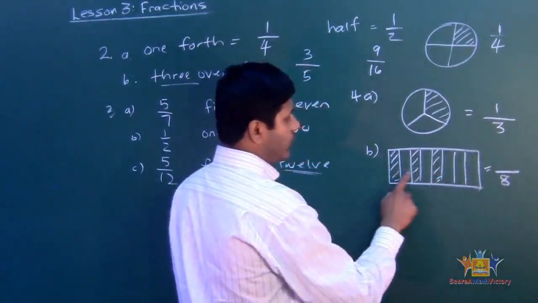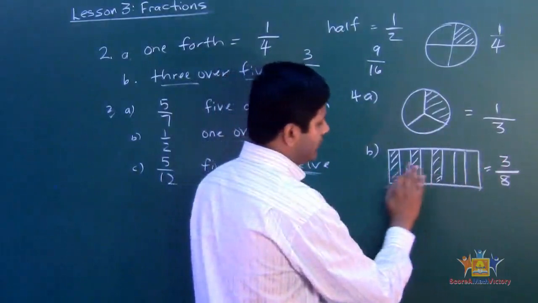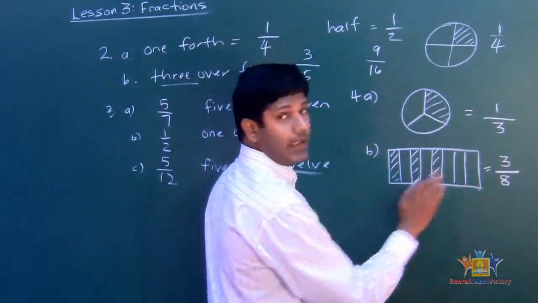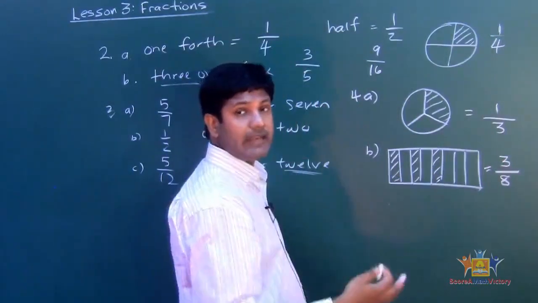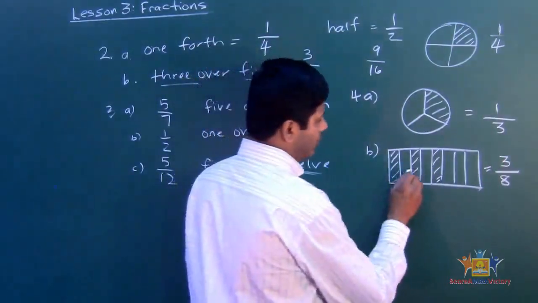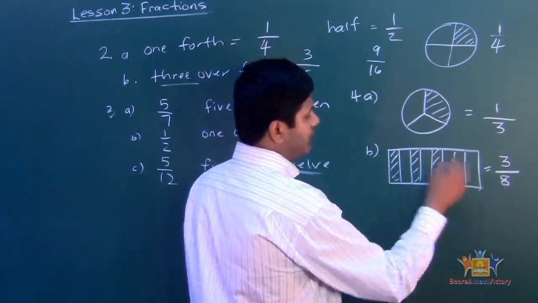And how many is shaded? 1, 2, 3. See that? Very important, okay? You count all of them, including the shaded. So 1, 2, 3, 4, 5, 6, 7, 8. Because sometimes there's a tendency for the student to count like this: 1, 2, 3, 4, 5. They put a 5, and then 1, 2, 3.